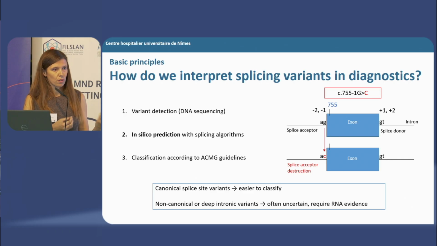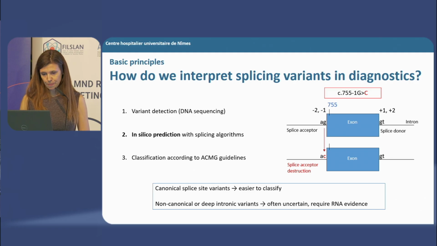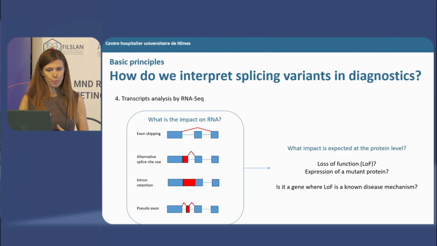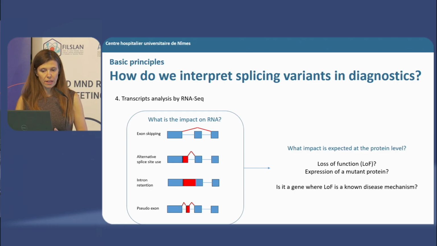But when you have a mutation that is deep down an intron, it's often uncertain and it requires RNA evidence. So then we perform RNA-seq, and we can see a different kind of impact on the transcript. Sometimes it can be exon skipping or the alternative use of a splice site, different splice sites. You can also have intron retention or the creation of a pseudoexon. And we have to ask then what impact is expected at the protein level.